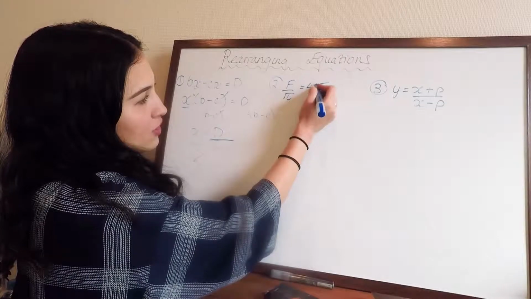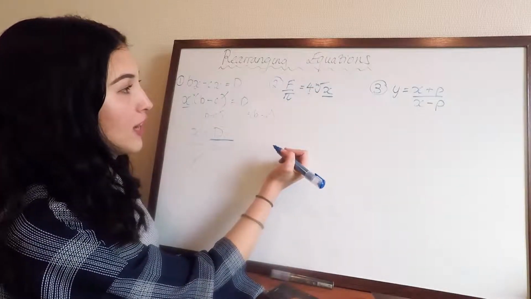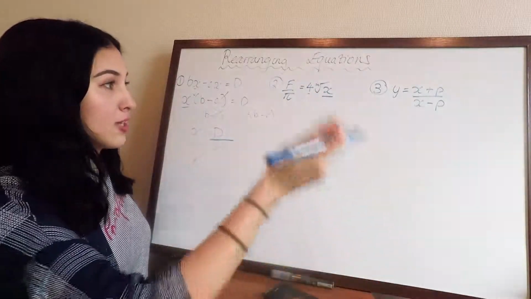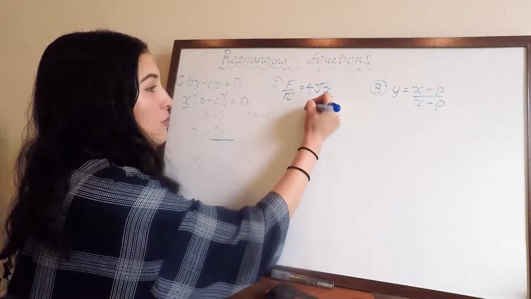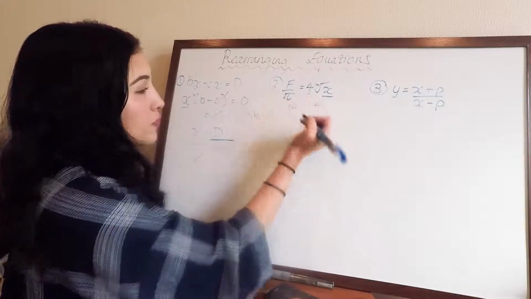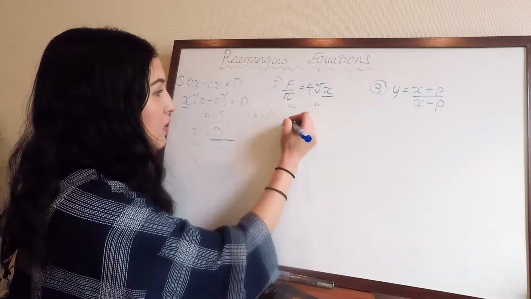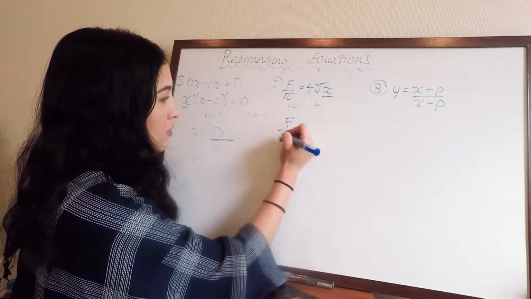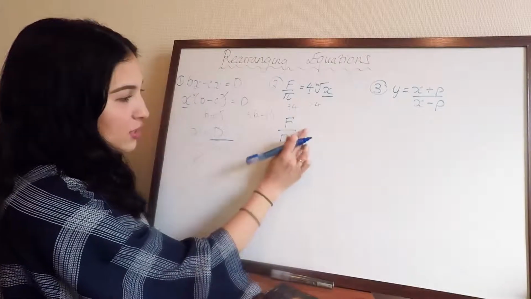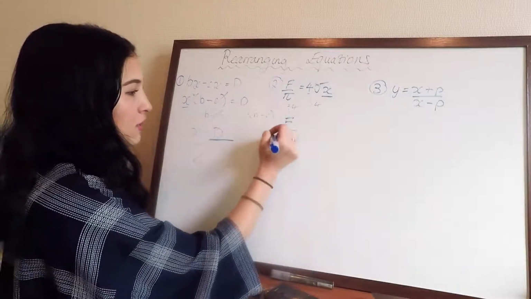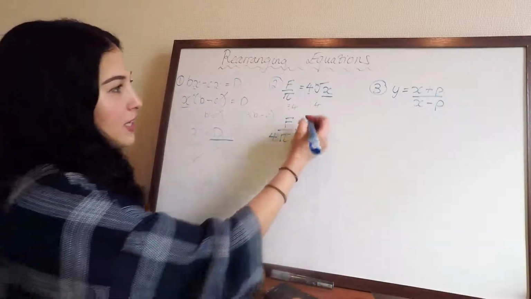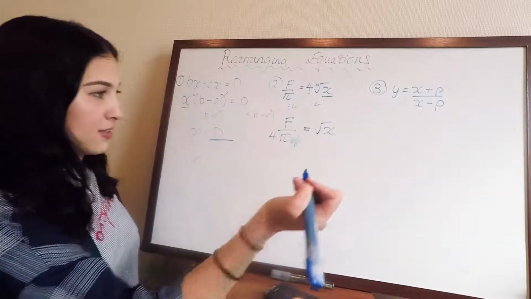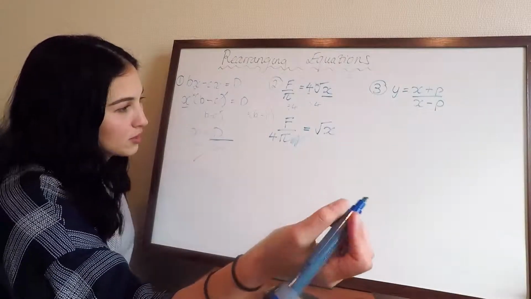So this relationship is 4 times root of x. In order to get rid of this 4, this is a times by 4, we need to do the opposite. So we're dividing both sides by 4. What that gives us is f over pi times 4, but usually we write the number first, so 4 pi, is equal to the root of x. Okay, so we're pretty much almost there.